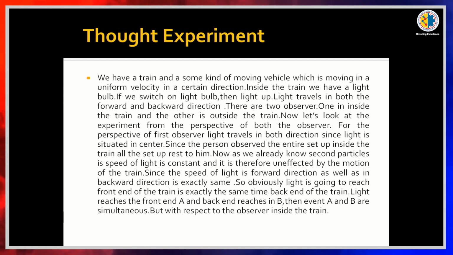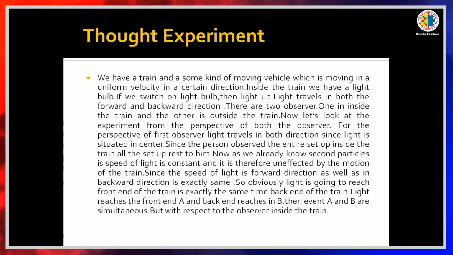So, in this thought experiment, we consider a train, some kind of moving vehicle, with one observer inside the train and another observer outside the train, and one light bulb inside the train. When the light bulb is switched on, it lights up and the light travels in both directions, forward and backward. There are two observers, one inside the train and the other outside the train. Now let's look at the experiment from the perspective of both observers.